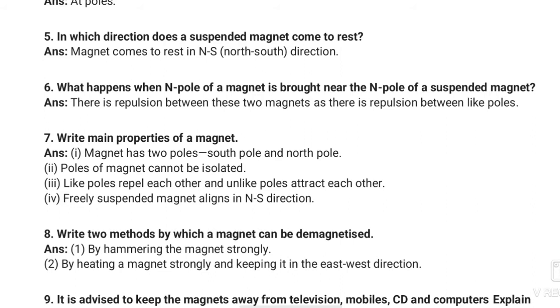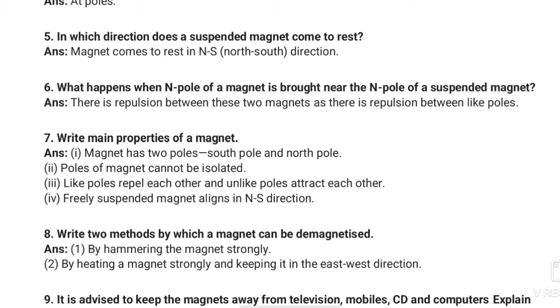Next question, write two methods by which a magnet can be damaged. Students, we know there are methods by which a magnet can lose its properties, that is, lose its magnetism. First is by hammering the magnet strongly. If we hit the magnet with any heavy thing, the magnet loses its properties, its magnetism.